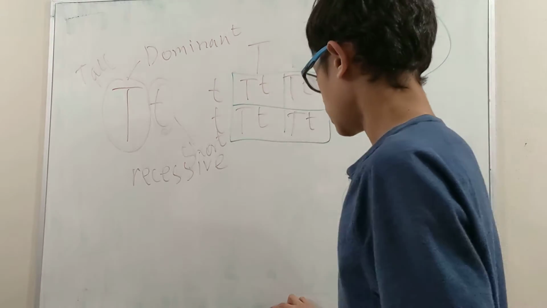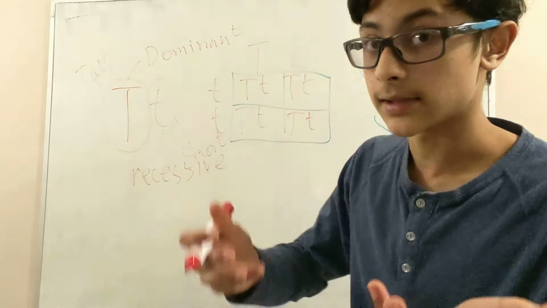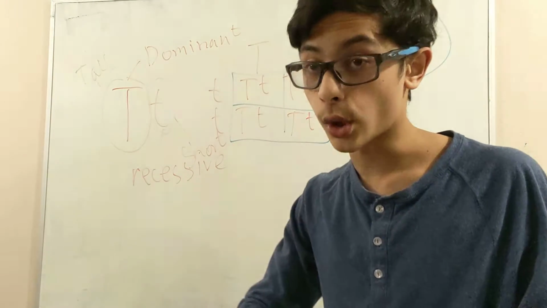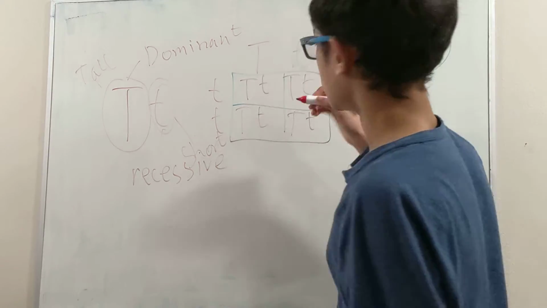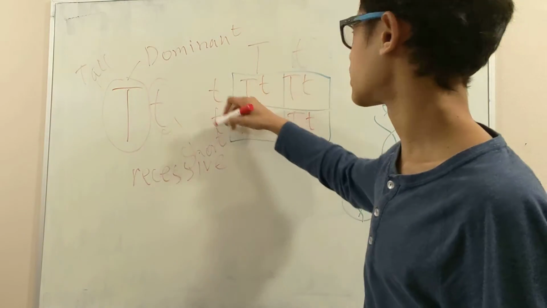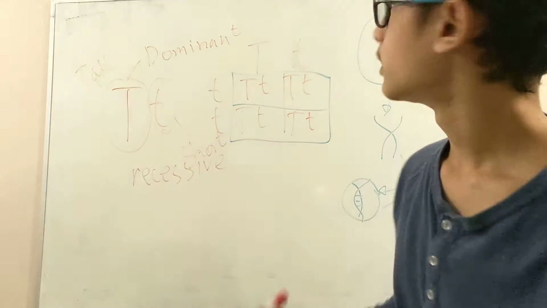Let's say your mom has two short t's, so obviously she has a recessive and a recessive, which means she's short. And your father has a capital T and a lowercase t. Also, it doesn't matter which parent you put where. This could also be your father, this could also be your mother, but I'm just saying it like that.